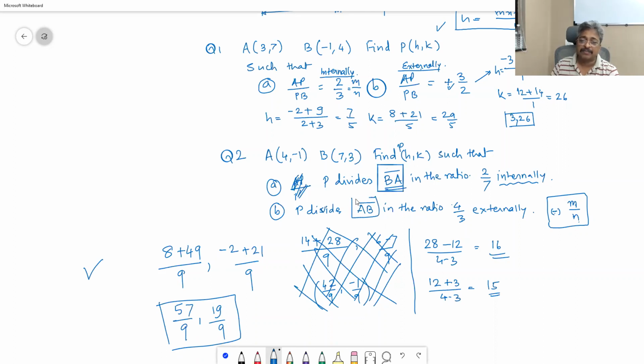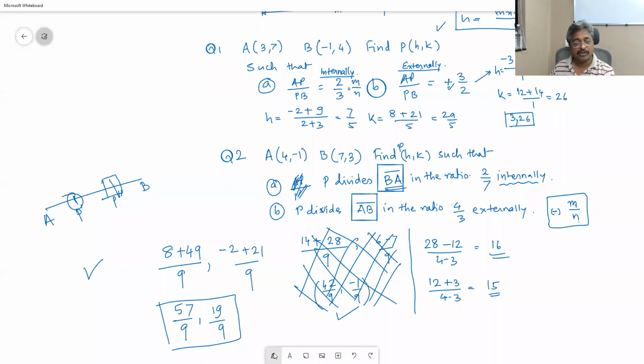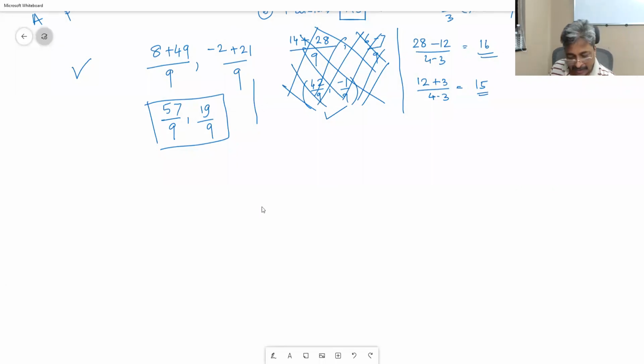Direction is important. If from A to B it is 2 upon 7, then it is this point. And from B to A, if it is 2 upon 7, then it is this point. So these 2 points are different, and hence their coordinates will be different. What I have found here is this point. What was asked is this point. That is why you were making the mistake. But we learn a lot of things by making mistakes only. Therefore, you should not be afraid of making mistakes.